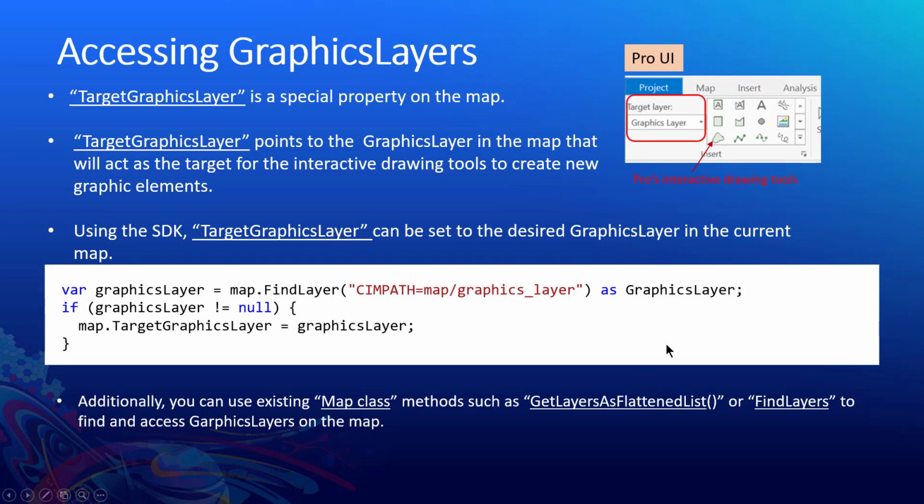The Pro SDK exposes a property called the target graphics layer on the map object. This property defines the current graphic layer that is the target for Pro's interactive graphic element creation tools. This SDK property can also be used to change the current active graphics layer. The code snippet at the bottom of this slide illustrates this. I first find the specific graphics layer in the map using the find layer method. I then set the target graphics layer property on this layer. This will allow Pro's interactive tools to create elements in this layer.